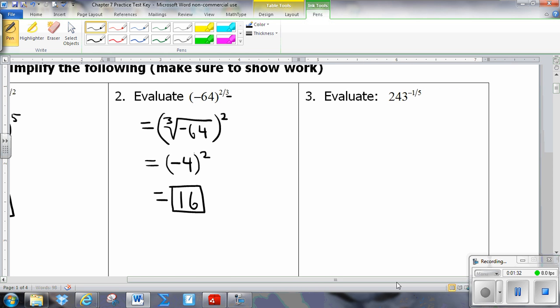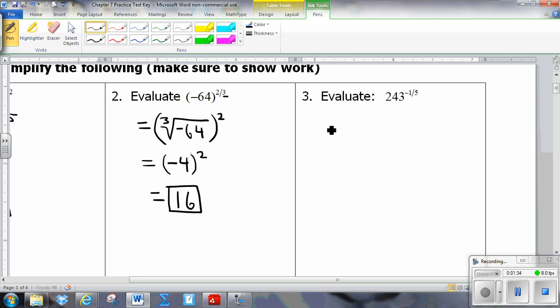Alrighty, next one, 243 to the negative 1/5 power. So the negative exponent property tells us that the negative brings it to the bottom, so it's going to be 1 over 243 to the 1/5 power. I'll write it out. So 243 to the 1/5 power. And remember, 1/5 power is a 5th root. Whoops, I forgot a 3 on there.